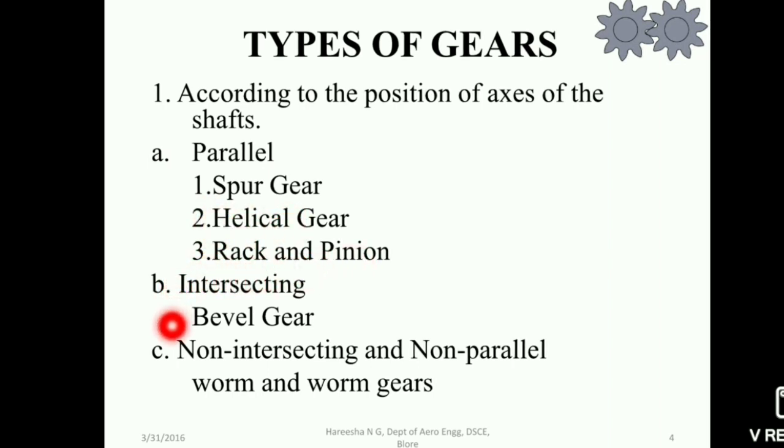But when these axes are intersecting with each other, that is, either perpendicular or inclined at any other angle, that comes under bevel gears. Sometimes both the gears will be non-intersecting and non-parallel. That means both are in different planes. So that kind of gears are called worm and worm gears.